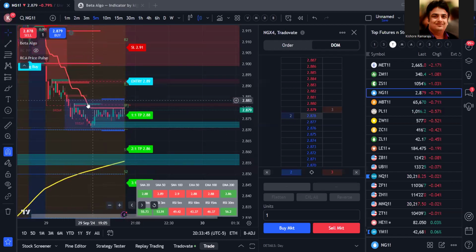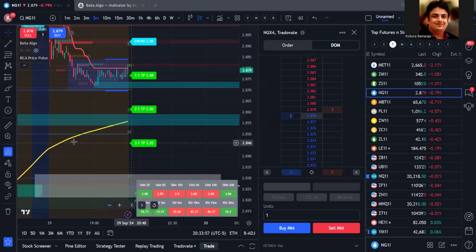Now I added this range box also to the beta algo. You can see that it is in a small box now. That means it is consolidating. If it breaks this box, then it can go up. If it breaks down, then it can go down. But overall, it is above the yellow line. That means it is bullish.